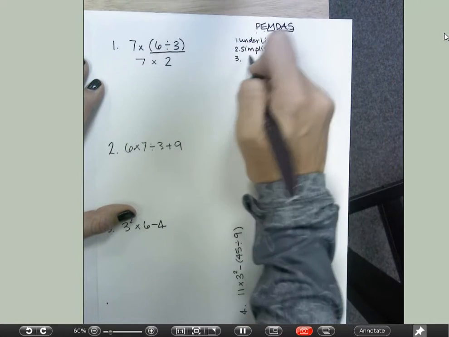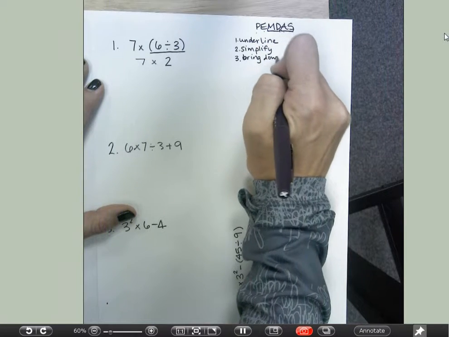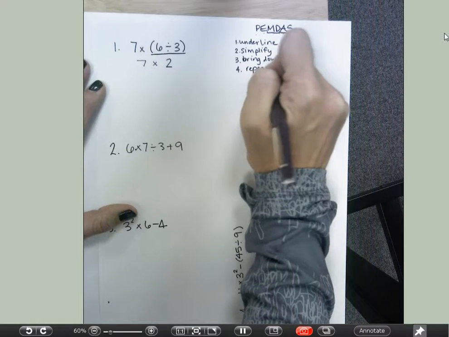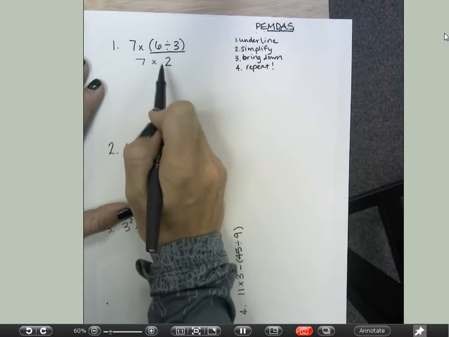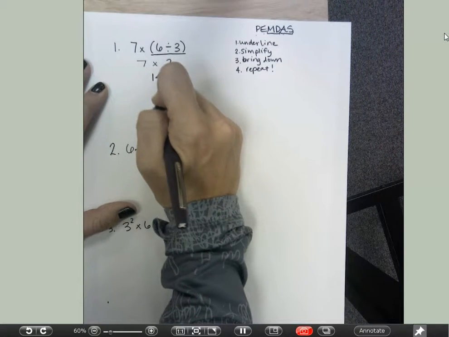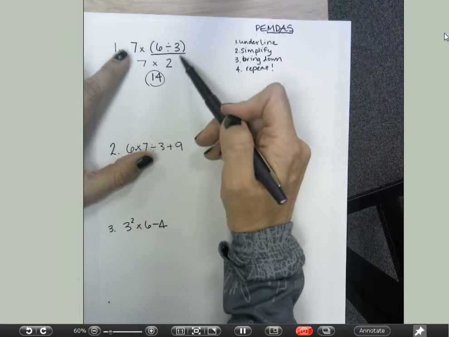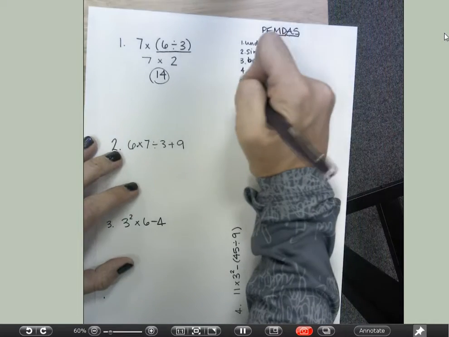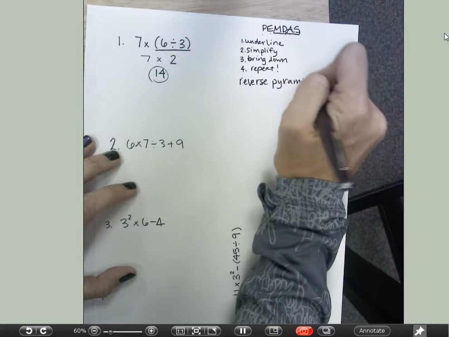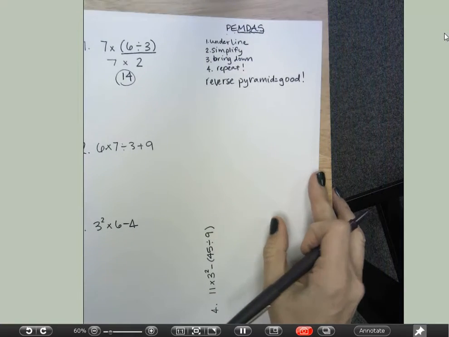So underline, simplify, bring down, and then our last step is repeat. So in this case, I have one thing to simplify, and that actually allows me to solve it. So 7 times 2 is 14, and then when I'm at a solution, I circle it. So you notice that we kind of are in a reverse pyramid type thing. Reverse pyramid is good. That means that you're solving step by step and heading in the right direction.